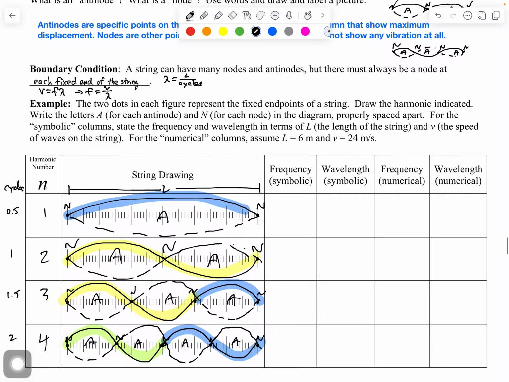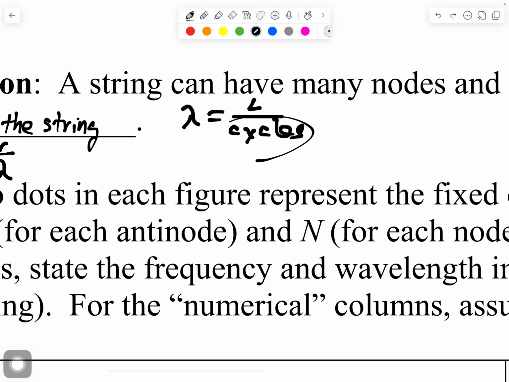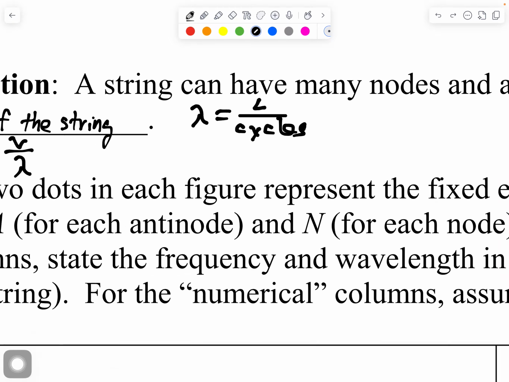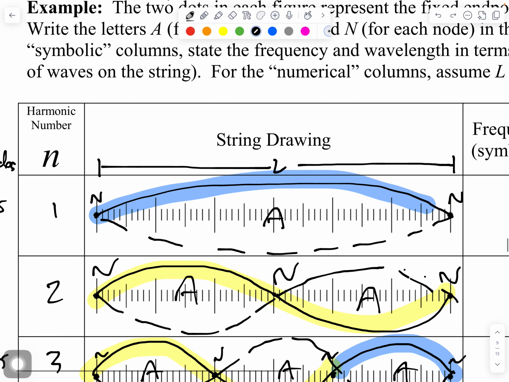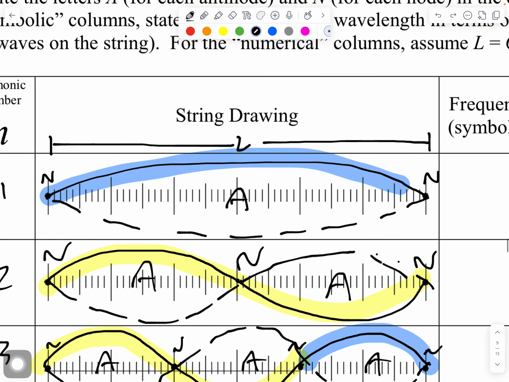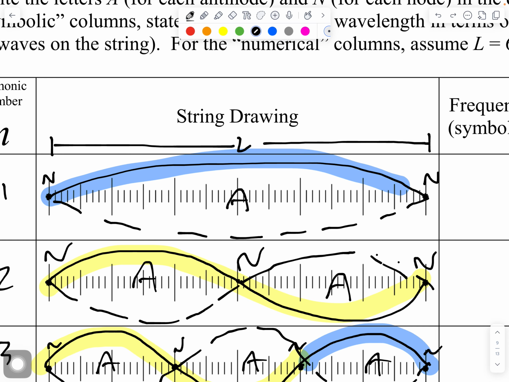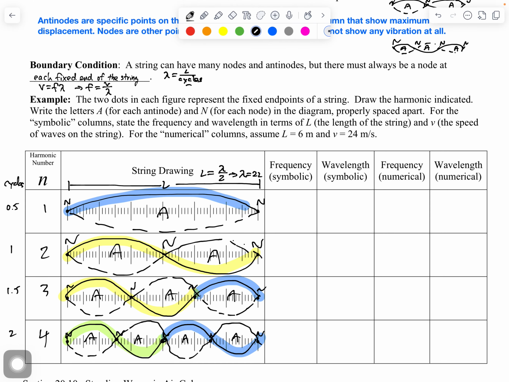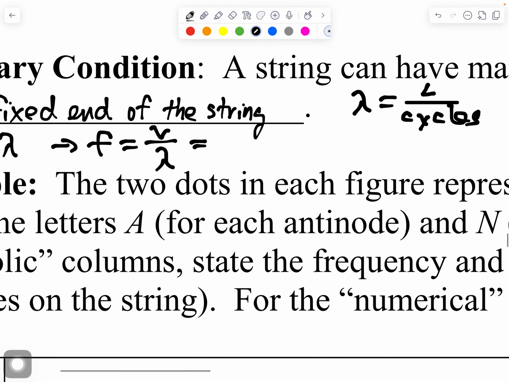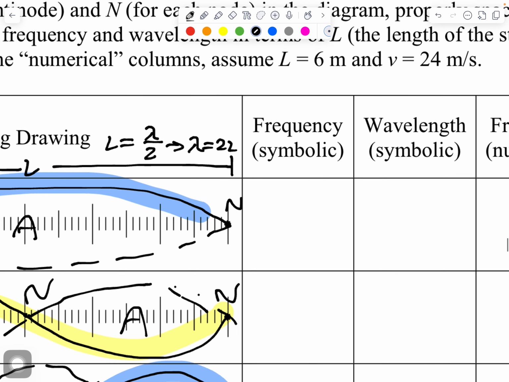Okay, so I take the length of the oscillator divided by the number of cycles, and that gives me whatever the wavelength is. So I know that for the first fundamental, I'm looking at half a cycle, so L would equal the wavelength divided by 2, which means lambda would equal 2L. So the wavelength is 2 times that. I'm just going to substitute that, V over 2L. I'm going to put that here in the frequency column.